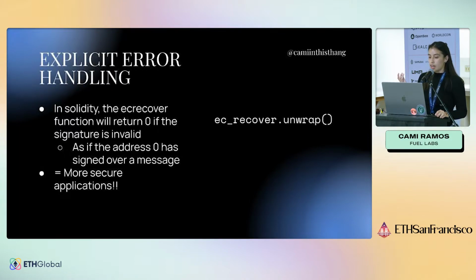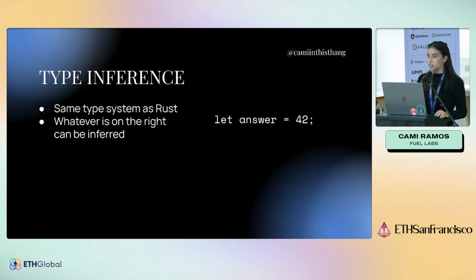The other one is type inference. Oh, did it work? It glitched over here. No? Okay.